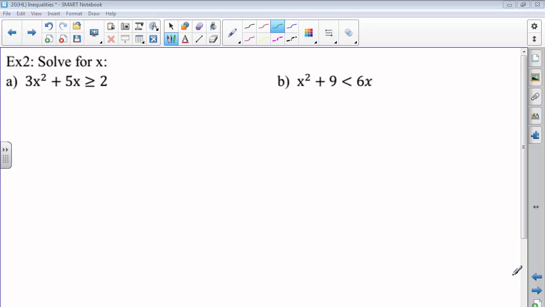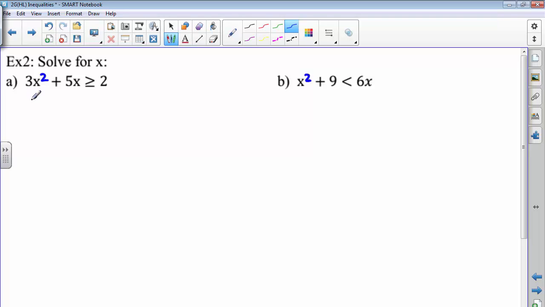Okay, let's continue our topic, inequalities. Let's look at these two inequalities in example 2. You will find both of them have the highest degree equaling 2, so both of them are quadratic inequalities. For quadratic inequalities, we need to use the steps that we summarized in section 3.